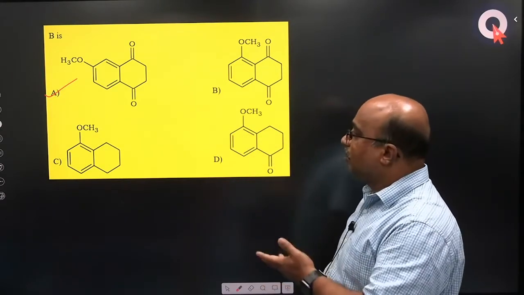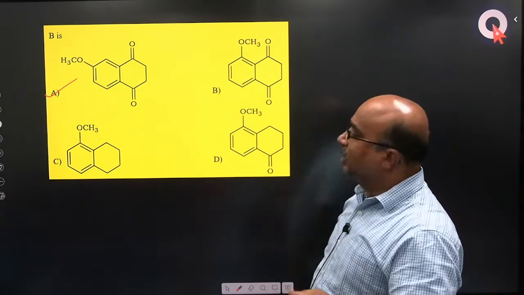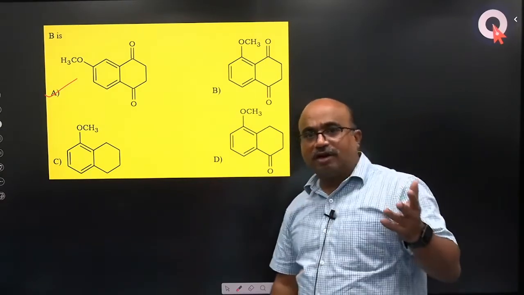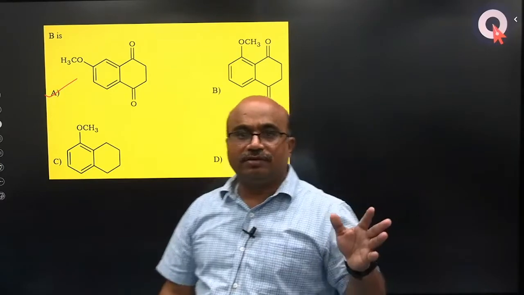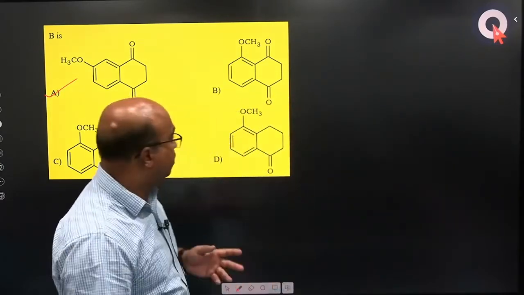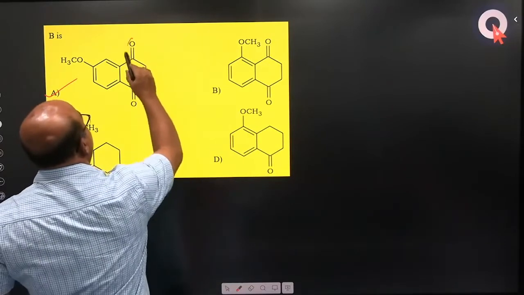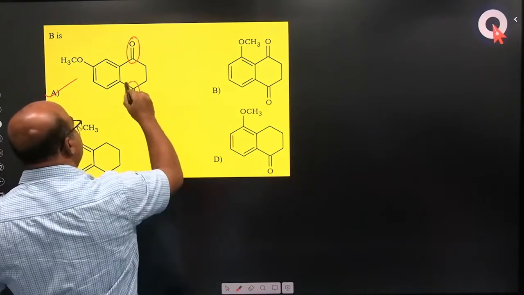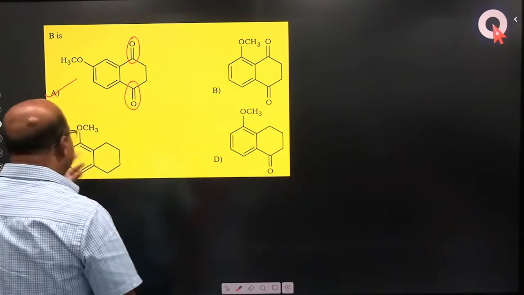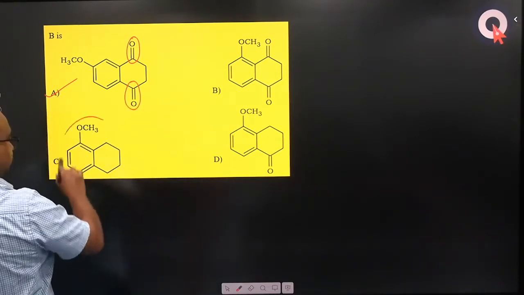Then after that, what have we done? This compound we treated with zinc amalgam and HCl. So it is nothing but, as we already know, a Clemmensen reduction. When the Clemmensen reduction happens, this C double bond O converts into CH2. So this may be your C.